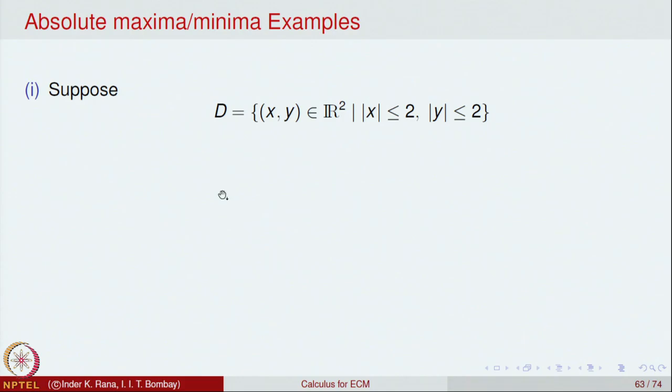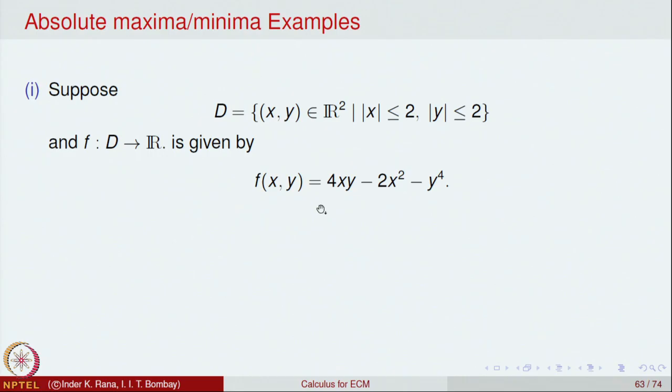So, the four corners are given by (2, 0), (-2, 0), and similarly at the top. So, it is centered at the origin, going up 2 units, going down 2 units. That is the square and here is the origin. The function given to us is 4xy minus 2y squared minus y to the power 4. We want to find the absolute maximum of this function in this domain.